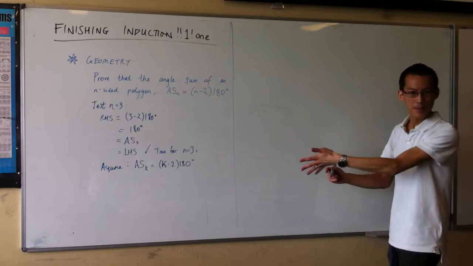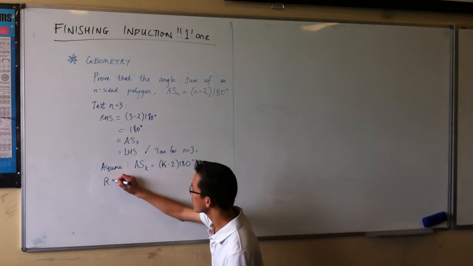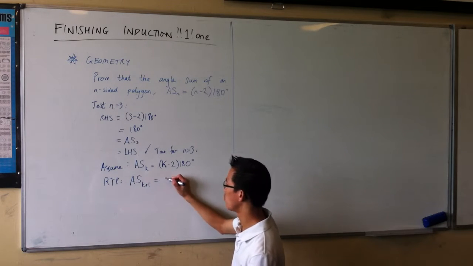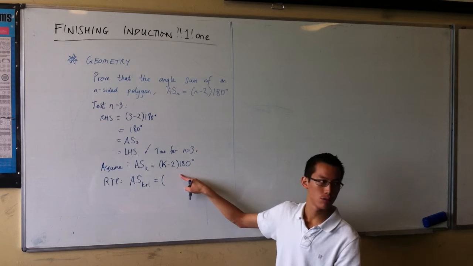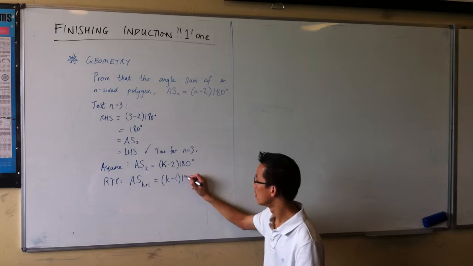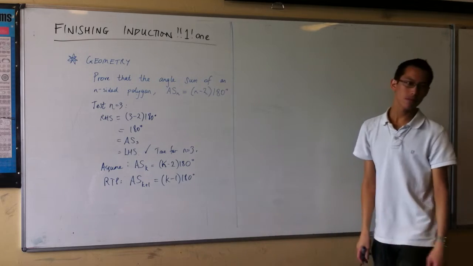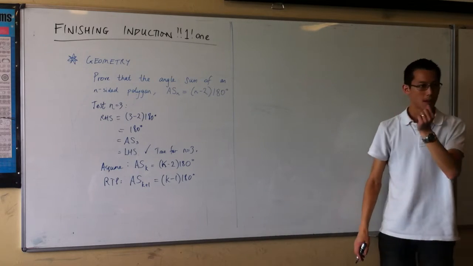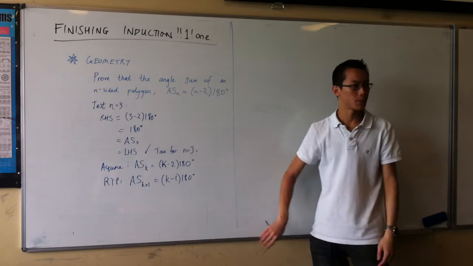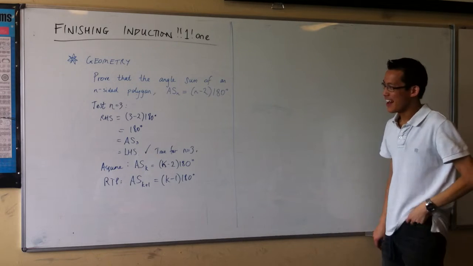So if that's my assumption, what do I have to prove? I have to prove that it's true for the k plus 1 case. So this k minus 2 will just become k minus 1. Lots of 180. Okay? So my approach will be to take this, what we're required to prove, and draw it. Okay? So what does it look like?